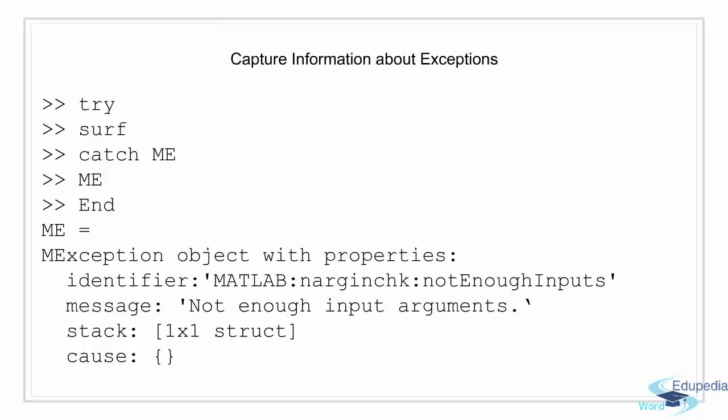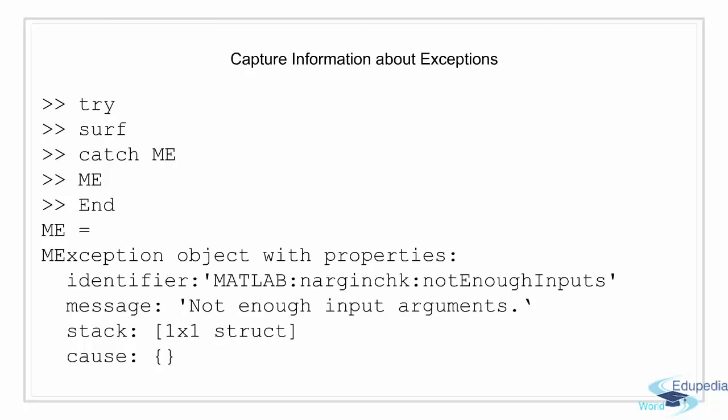Second is the message that clearly says that not enough arguments have been passed. This is nothing but basic text. This basic text is issued by the program code and returned in the MException object. This message can assist the user in determining the cause and possibly find a remedy for the failure.